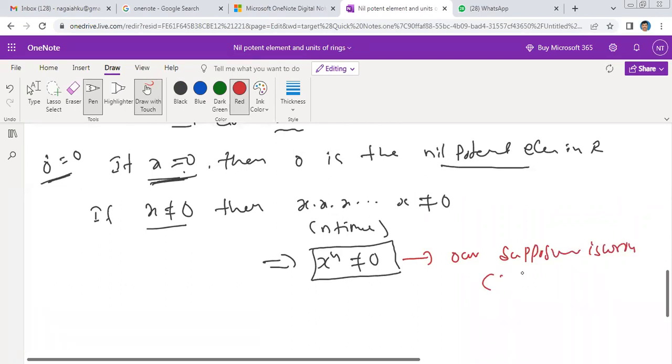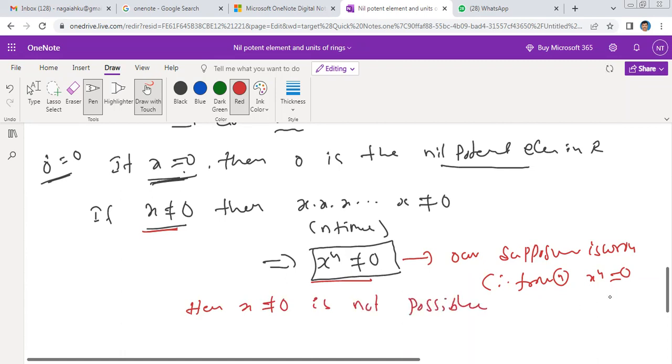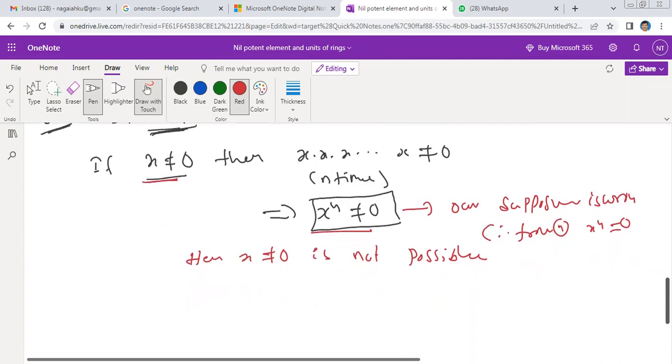Because from 1, x power n should have been 0, but here x to the power of n is not equal to 0. Our supposition is wrong. Therefore, x not equal to 0 is not possible for nilpotent elements.